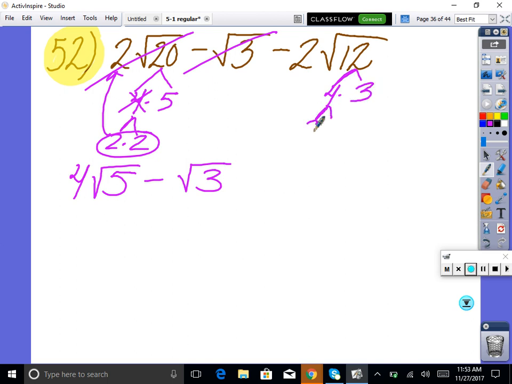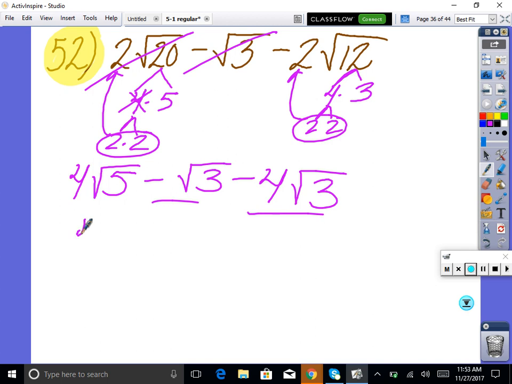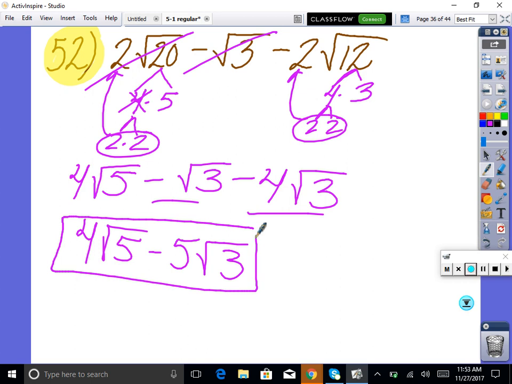4 times 3, 2 times 2. Careful, wasn't there already a negative 2 on the outside? So negative 4 root 3. Now look at your final answer. What can we combine? The root 3's. So 4 root 5 minus 1 root 3 minus 4 root 3's. How many root 3's? Negative 5 root 3's. There's our final answer. If that makes sense. Pretty basic stuff, right? Today we were just doing the basics.